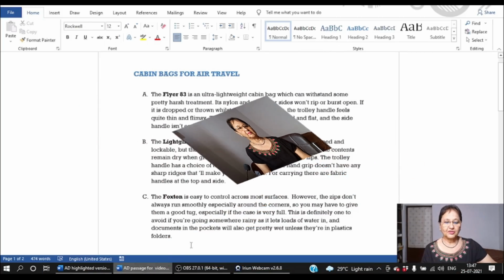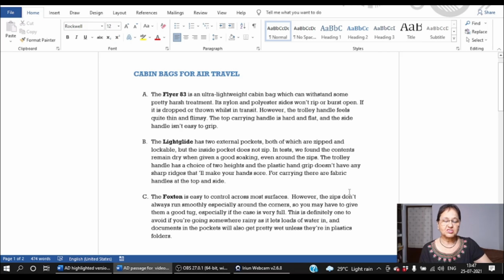Now I'll be taking you to the screen where you will see the passages. Alongside that are the questions, and I will be explaining to you the right approach to finding the answers to these questions. This is what the passage is about: cabin bags for air travel.